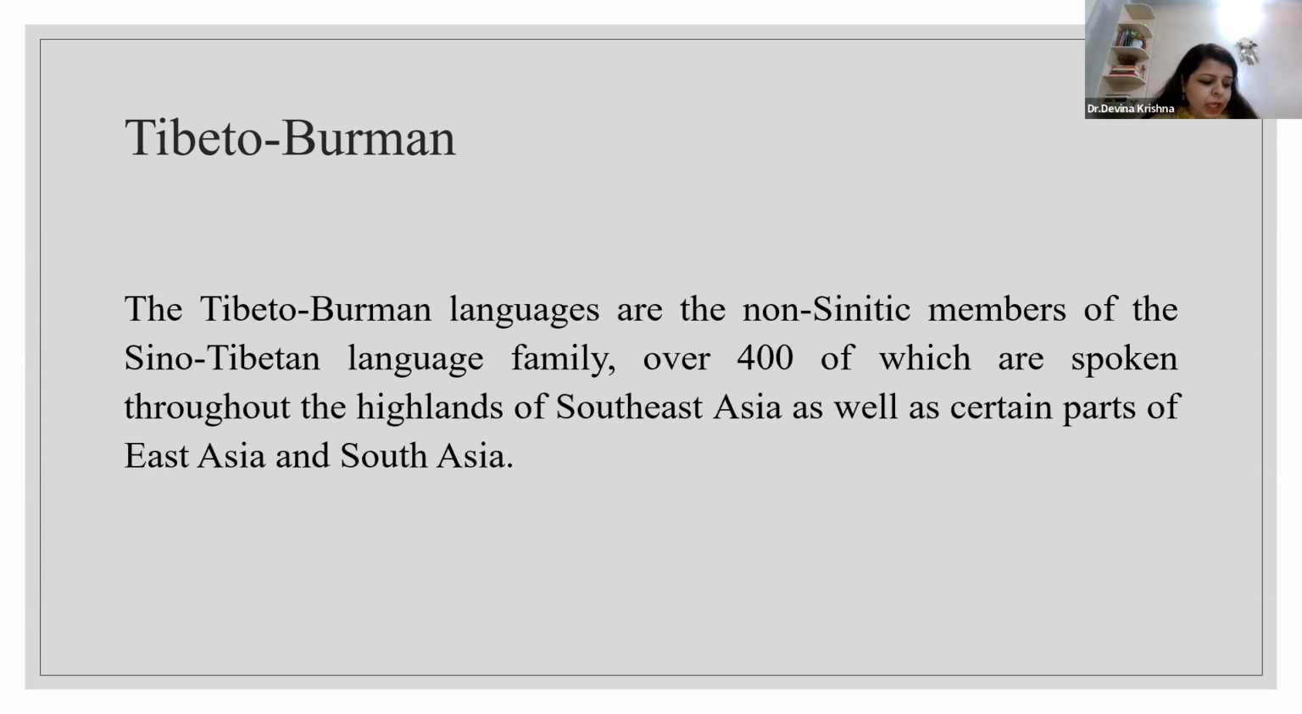Then comes the Tibeto-Burman language. These are the non-Sinitic members of the Sino-Tibetan language family, over 400 of which are spoken throughout the highlands of Southeast Asia as well as certain parts of East Asia and South Asia. These languages are spoken in the Himalayan ranges, stretching from northwest India to northeast India, and extending to other countries like Nepal, Burma, and China. This family has the most numerous and highly differentiated languages in its fold.